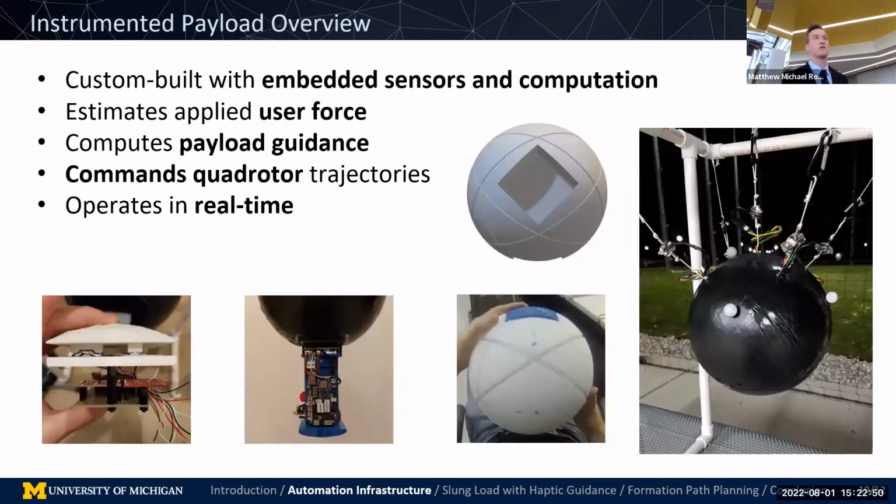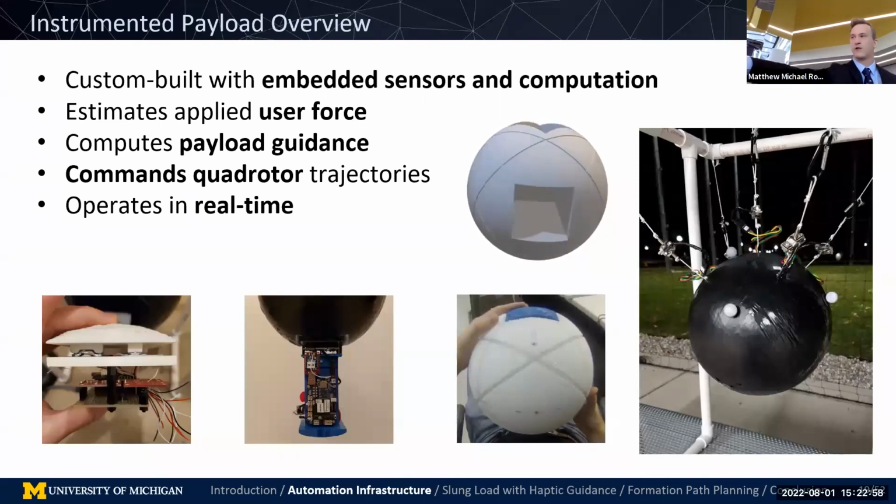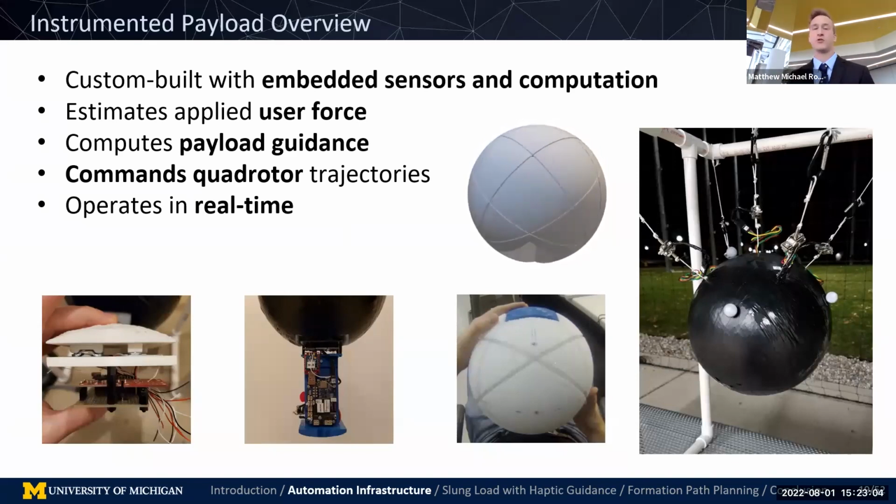And lastly, I want to talk about the instrumented payload that was custom built to support this research. You can see that it's made out of a styrofoam ball that was hollowed out. It's also right up on stage right here. And there's channels such that we can tie tethers and include electronics on the inside. It allows us to estimate user-applied force, compute payload guidance, and command quadrotor trajectories all in real time.